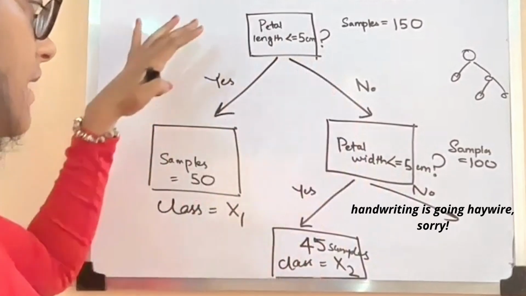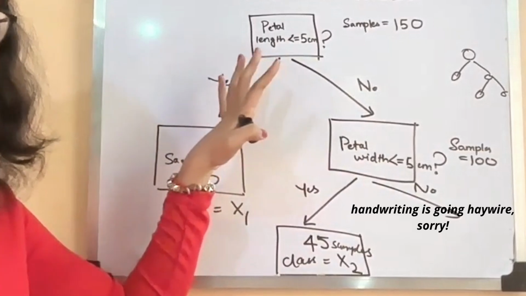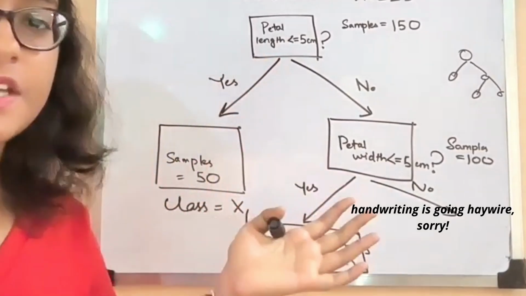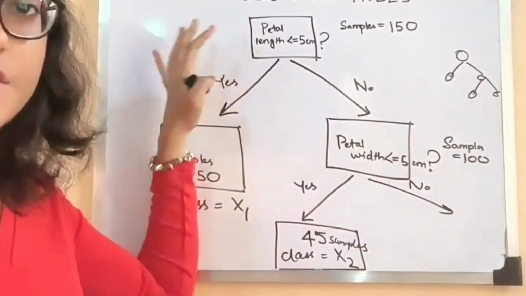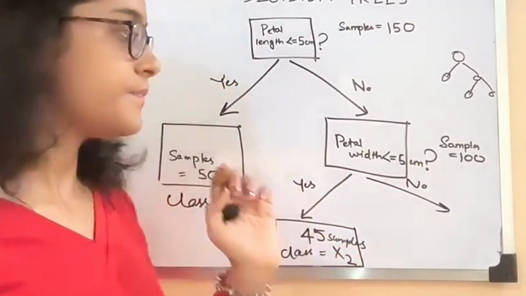We have 50 samples in our dataset of class X1 having petal length less than 5 centimeter, and some wide variation of petal width which we don't care about. Because petal length less than 5 centimeter means 50 class samples from our dataset that our model will learn.